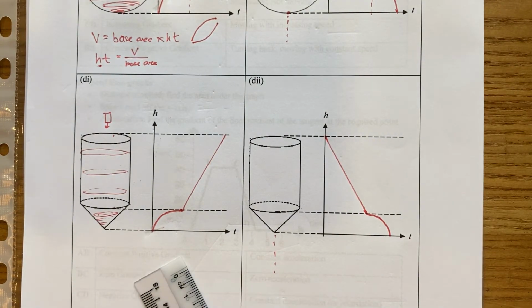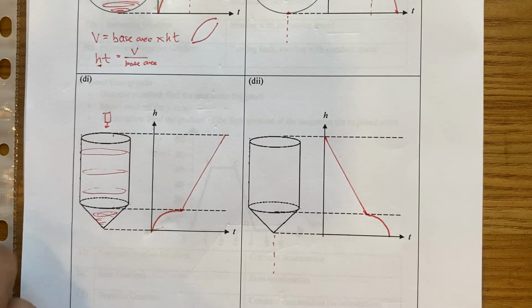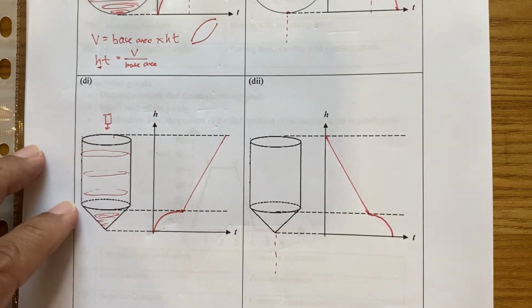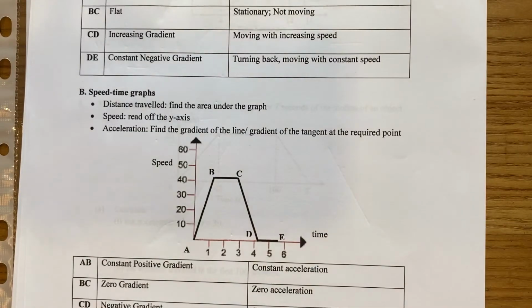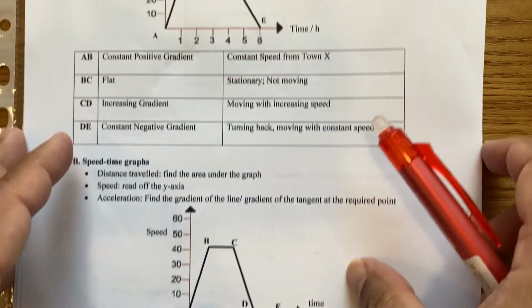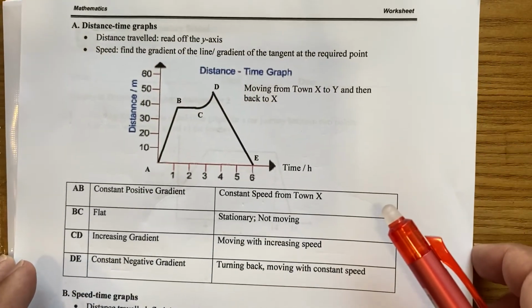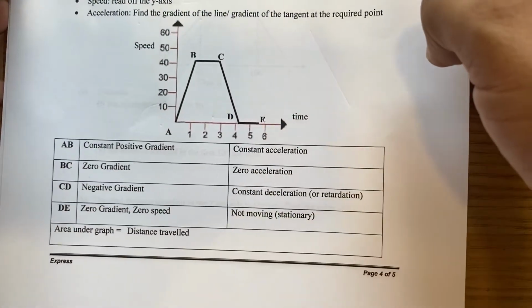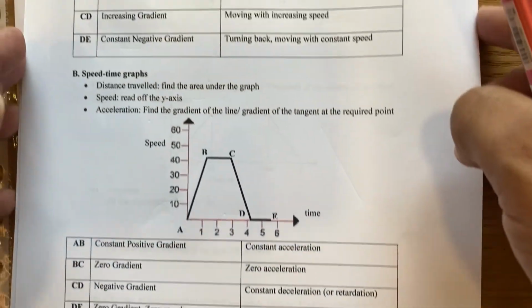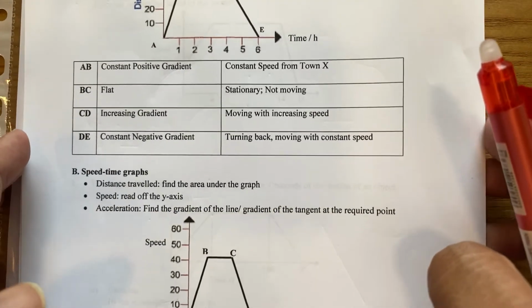Now this concludes my teaching for part 3. Please take note that after that, I give you a summary of the distance-time and the speed-time graphs. Please read this one. This is a very good understanding.